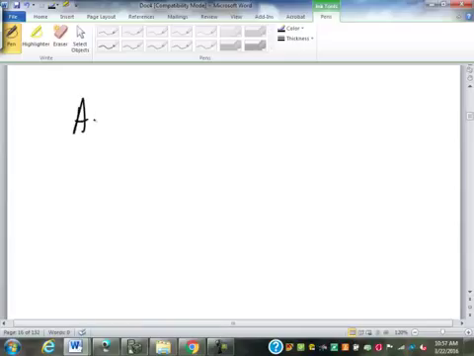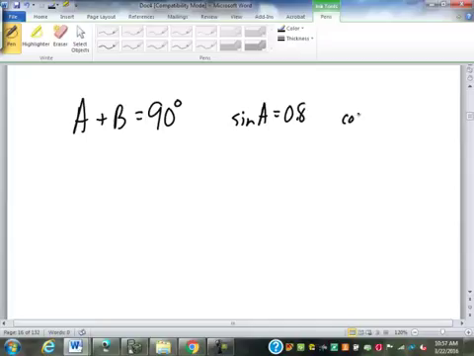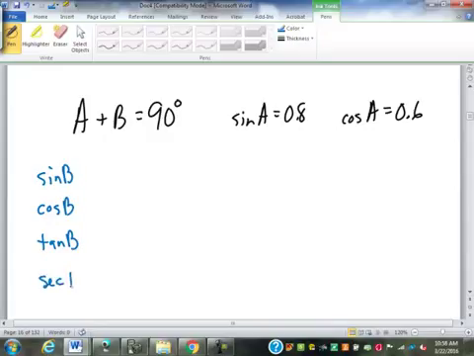So if I tell you that A plus B equals 90 degrees, and I tell you that sine of A equals 0.8, and cosine of A equals 0.6. You can double check them. Those, when you square them and add them up, it does come out to 1. I want you to find sine B, cosine B, tangent B, secant of B.